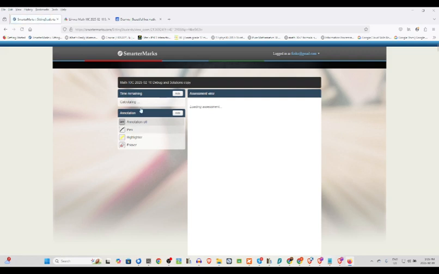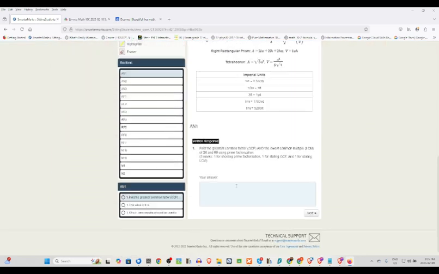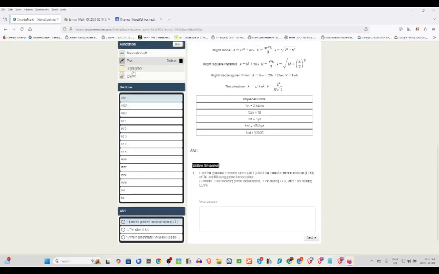So you'll notice, since our last time, SmarterMarks has a few updates here. You can turn annotations on and off. So now you can basically work with pens and highlighters and such while you're doing the question. So you can highlight the key words and underline. So just some nice new features to help you get through the assessments.